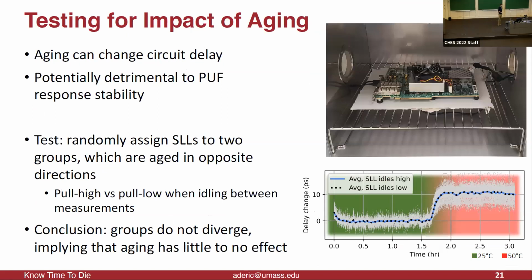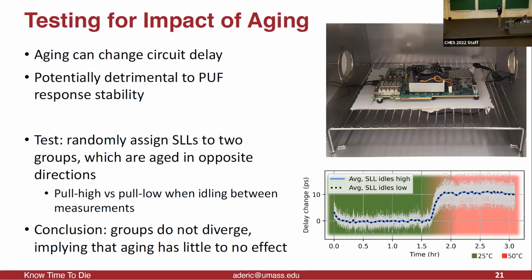Finally, we wanted to test the impact of aging, because aging, like heat, can change delay. For that, we took all of our wires, which, if you remember, we have like 300 of them, and split them into two groups. One group, when we're not transmitting anything, we pull high. The other group, when we're not transmitting anything, we pull low. We put the FPGA in the heat chamber, which speeds up the aging process, and we ran it for about 3 hours according to the plot.